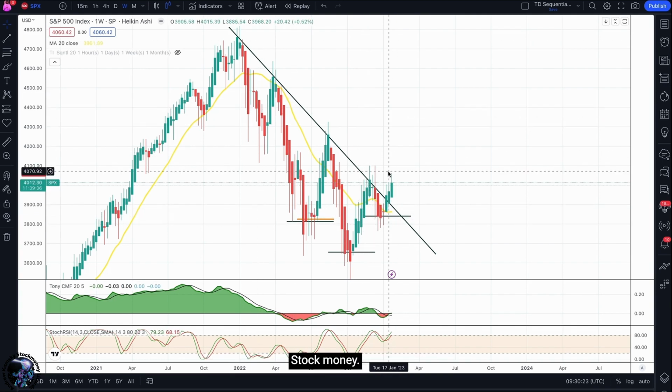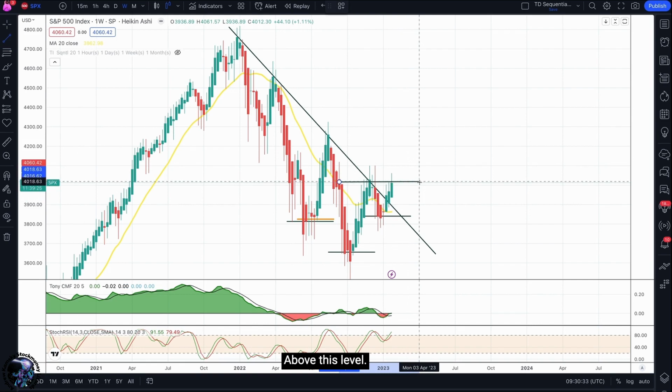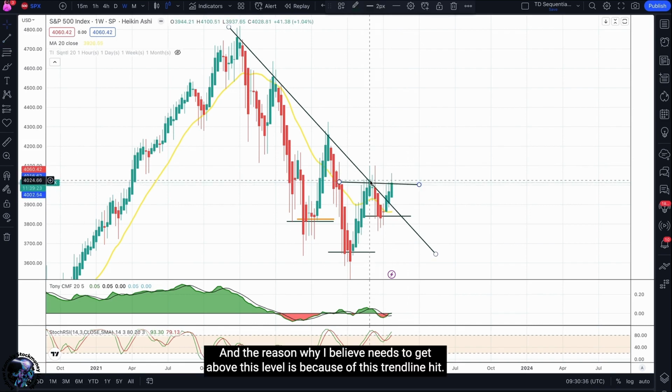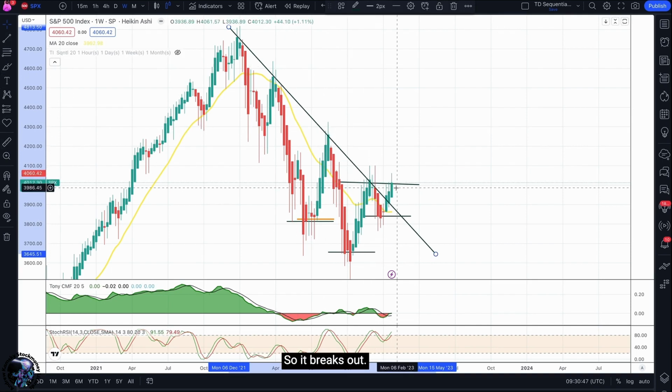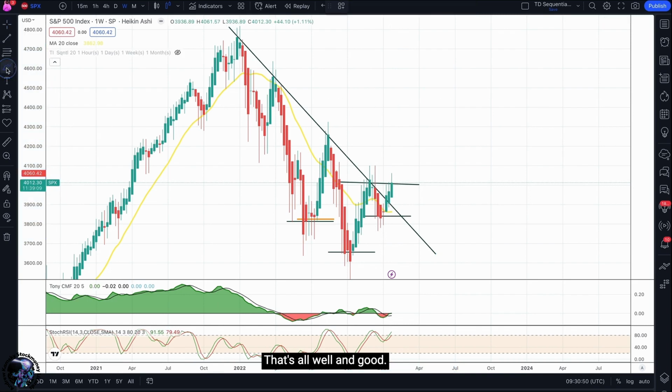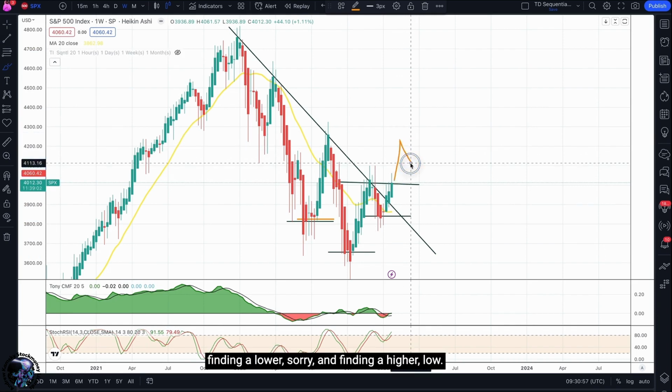So I at Stock Money, I'm quite bullish. I believe that the S&P for now needs to get itself above this level. And the reason why I believe it needs to get above this level is because of this trend line hit. And then our next target is this. So it breaks out. That's all well and good. Hopefully it will keep on going up to at least this level before maybe retracing back and finding a higher low.